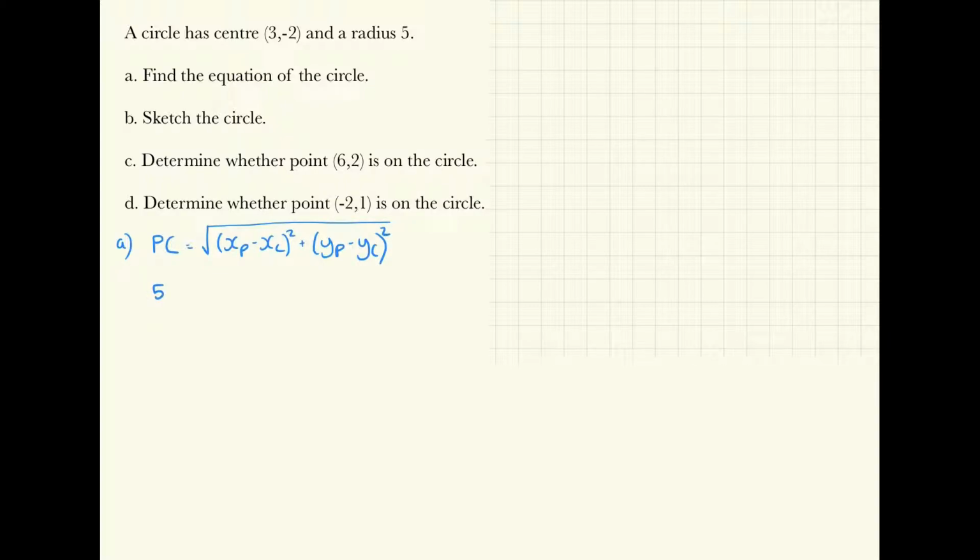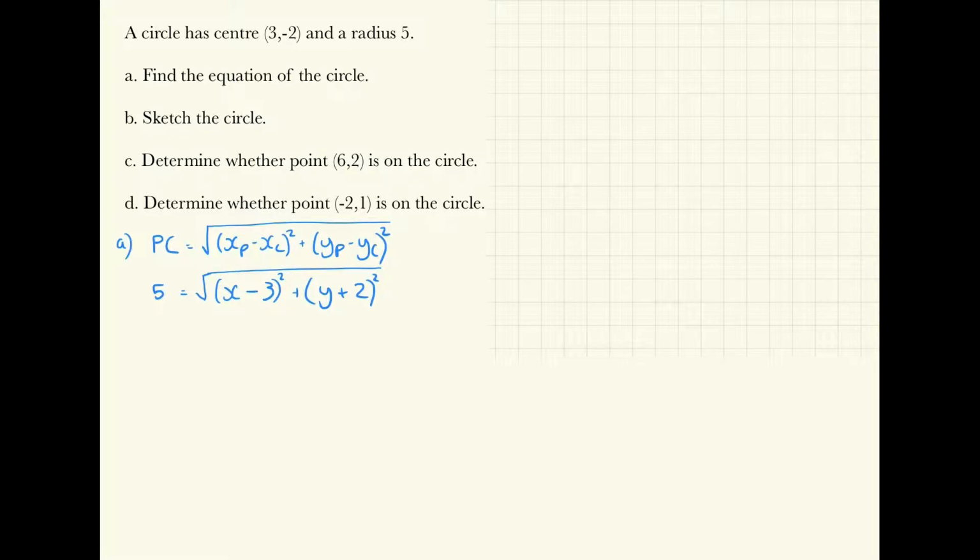So 5 equals the square root of x. Now the x-coordinate of the point we don't know, so we'll just leave it as x. Take away the x-coordinate of our center, which we know is 3, squared. Add y, which we don't know yet, of our point. Take away the y-coordinate of our center, which is -2. So take away -2 will be +2, squared. Square root all of that.